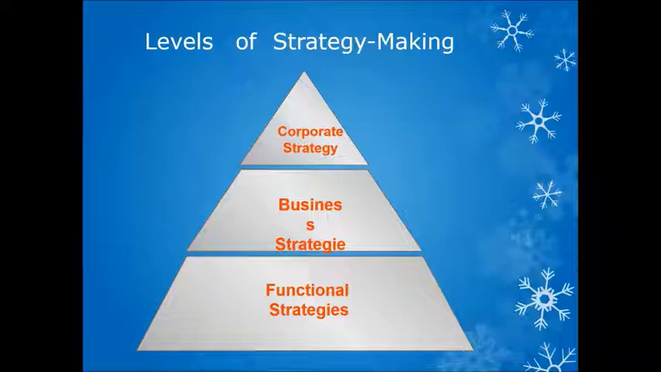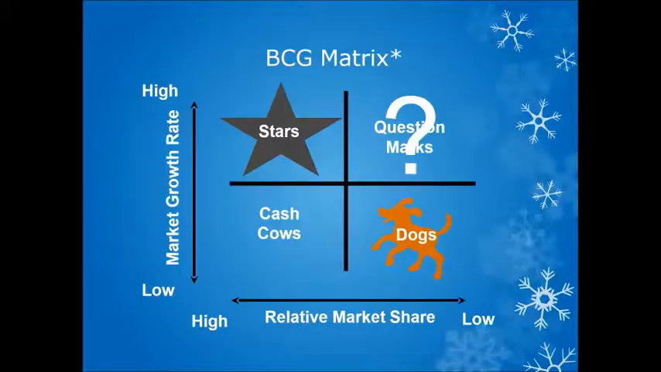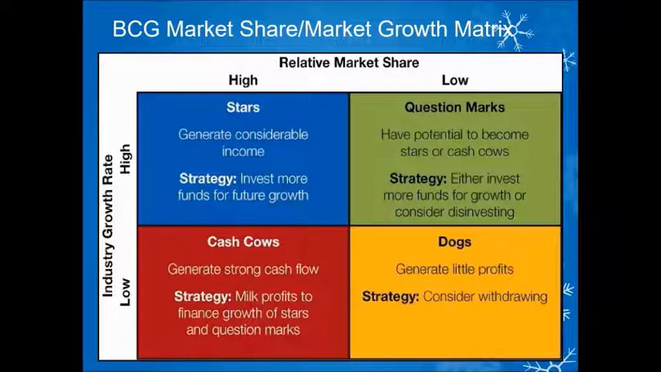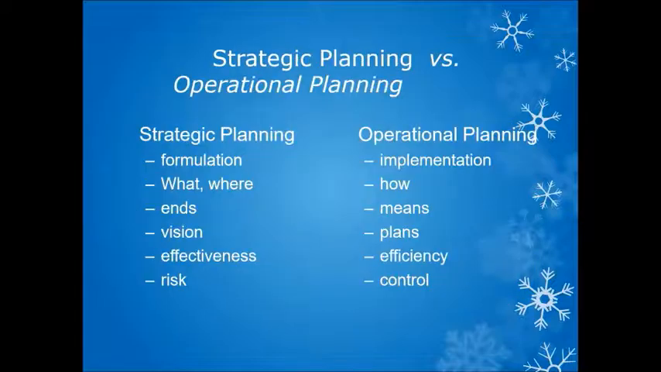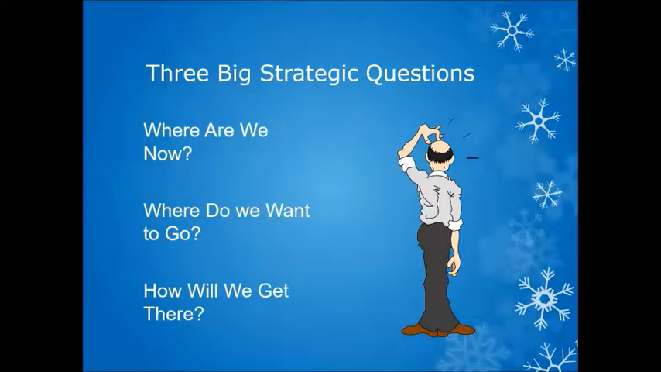So there are various levels of strategy implemented in our organization: corporate level strategy, business level strategy, and then functional strategy. All the corporate strategies are taken by the top level management. For this, we are utilizing the BCG matrix. So the tabulation is self-explanatory.